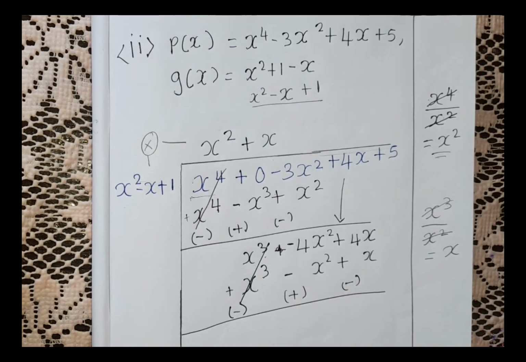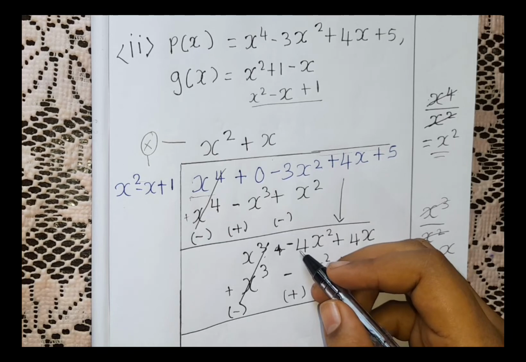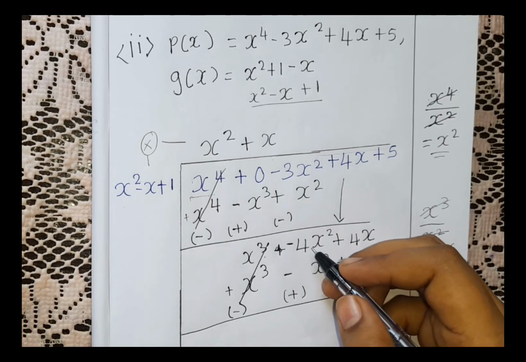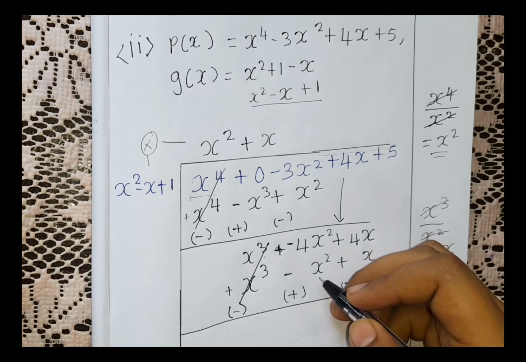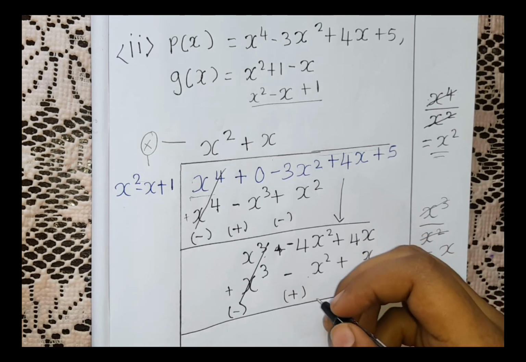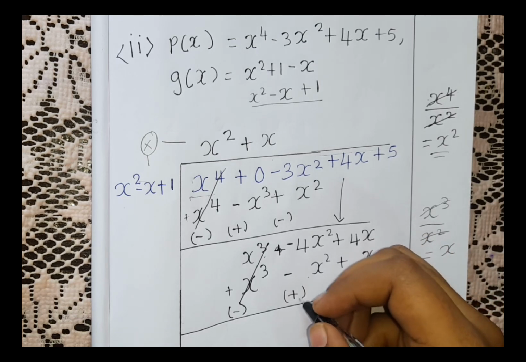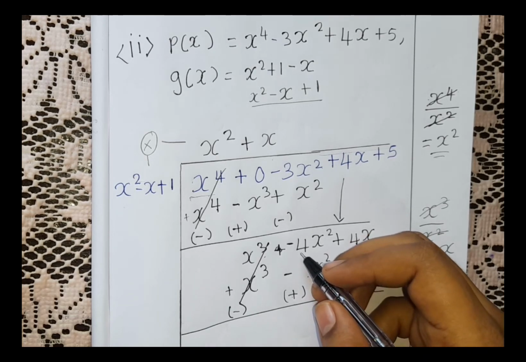So here, as you guys can see, plus into minus is minus, so we are going to minus 4 minus 1. Why? Because if the x square is not having a value, then the coefficient is 1. So 4 minus 1 is 3. Why did I take minus? Because plus and minus is minus, so we are supposed to subtract it.